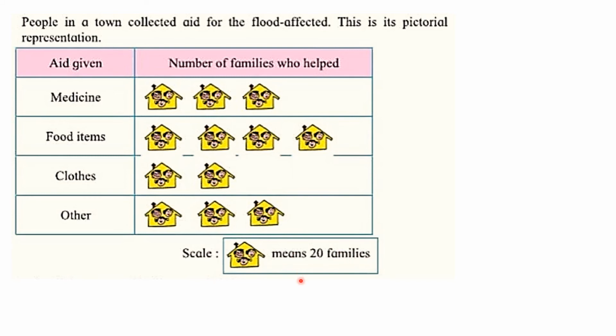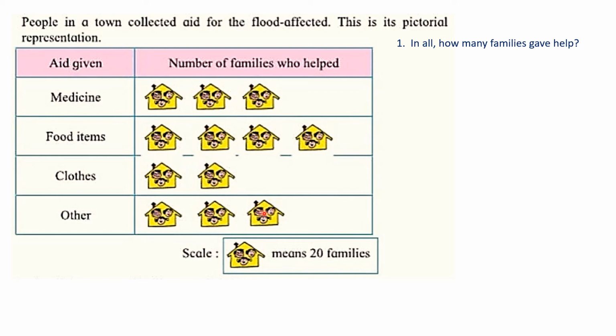So, observing this pictograph, we will answer some questions. First one. In all, how many families gave help? So students, we will count the number of family gave help. They are 1, 2, 3, 4, 5, 6, 7, 8, 9, 10, 11 and 12. So total pictures are 12.